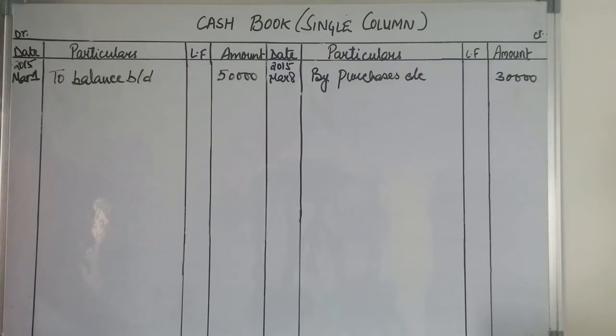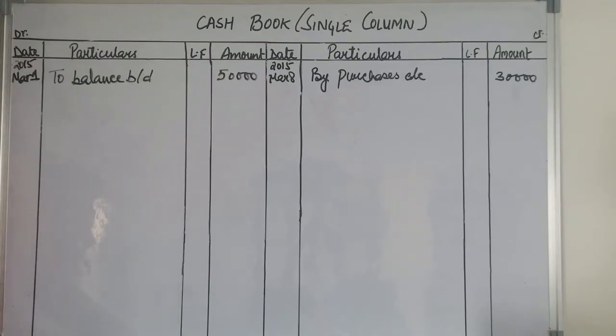Next is on March 15, sold goods for rupees 5,000 to Ranjan. Now as it is a credit transaction and credit transactions are not recorded in the cash book, so we'll not make entry of this transaction in the cash book. Now let's move on to the next transaction.